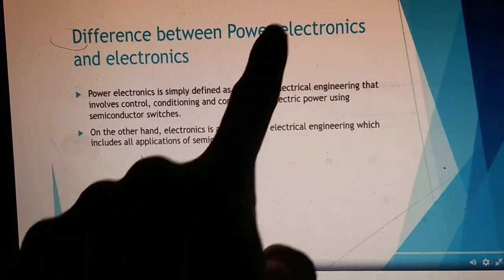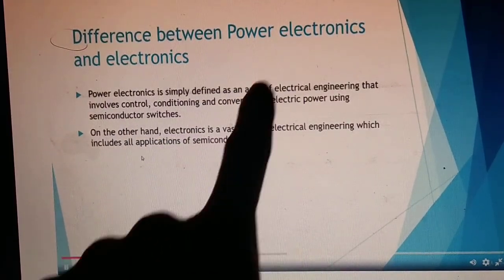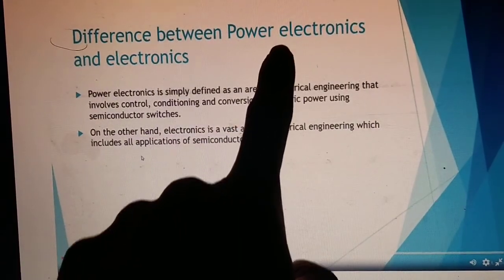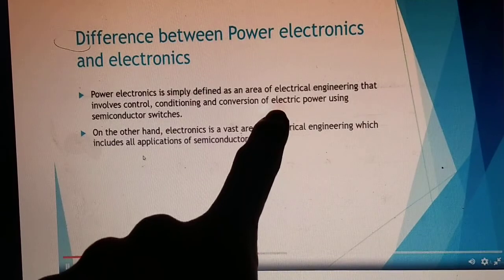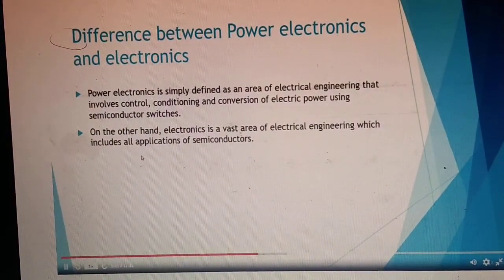But the main advantage of power electronics devices is that they act for controlling, conditioning, and conversion of power from one form to another. That is the main difference between power electronics and electronics: electronics devices have very low ratings, but power electronic devices have high ratings, that is, megawatts.